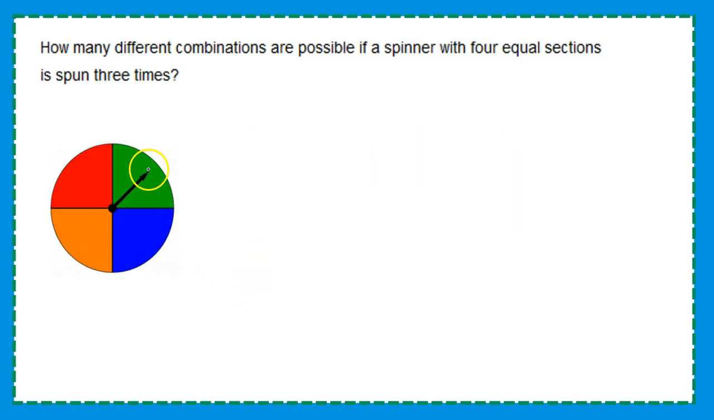Okay, how many different combinations are possible if a spinner with 4 sections is spun 3 times? Now, what I see a lot of times is that students will just see this number and this number, and they just multiply it, and they get the answer of 12. Well, what they're saying is that they're going to spin the same spinner 3 different times. So the first time they spin it, there's 4 possible outcomes. The second time they spin it, there's 4 possible outcomes. The third time they spin it, there's 4 possible outcomes. So you don't do it like that. You say 4 times 4 times 4. And then you would have the answer of 64.